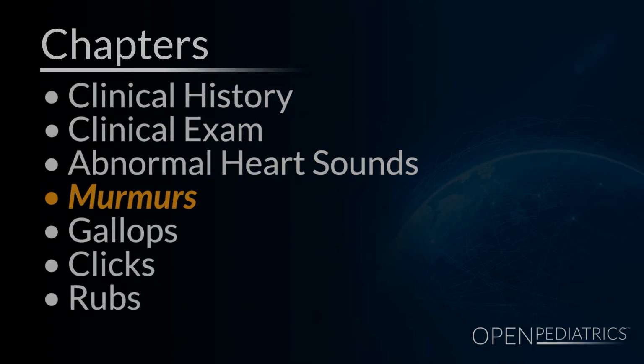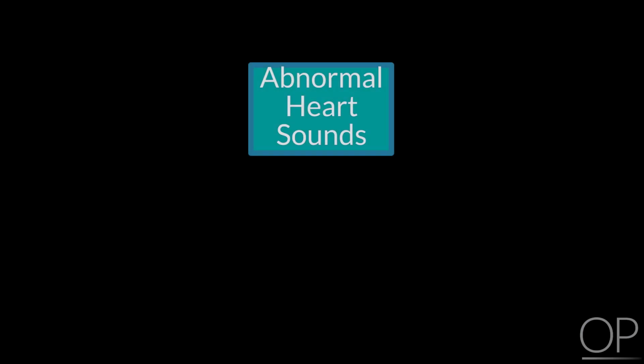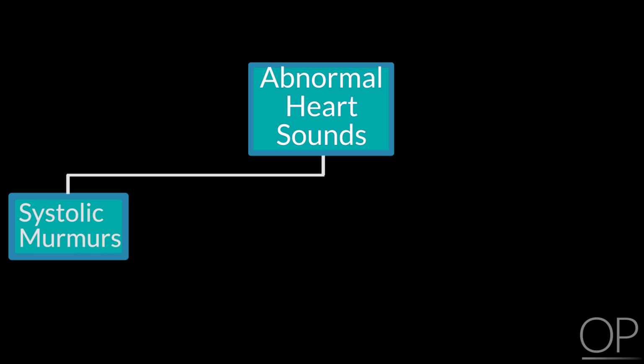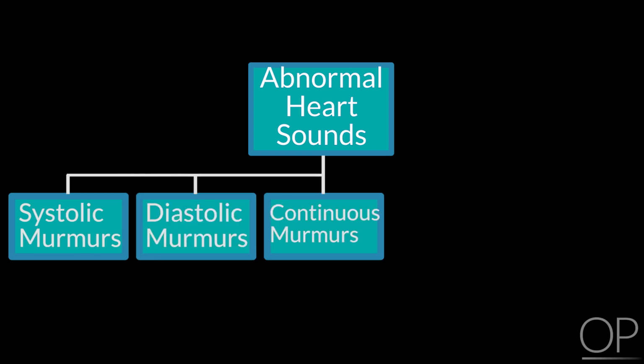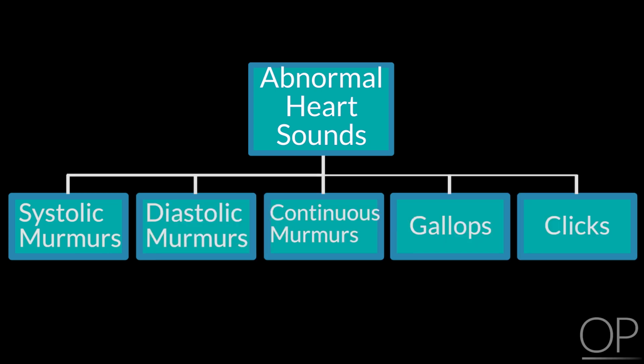Murmurs. Murmurs are the sound of blood moving through the heart. It's important to remember that those can be benign and the sound of blood moving through an entirely structurally normal heart, or the sound made by blood moving through abnormal valves or holes in the heart. Murmurs are broken down into systolic, diastolic, continuous, gallops, and clicks. We will go through each of these.